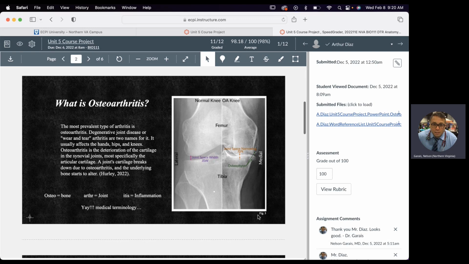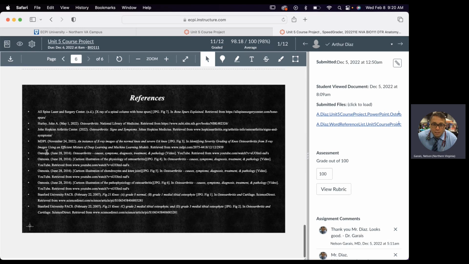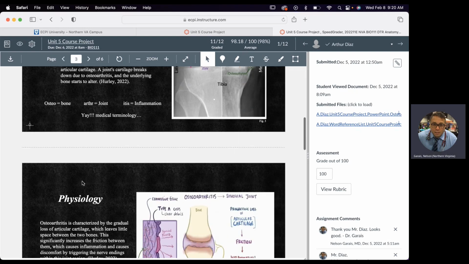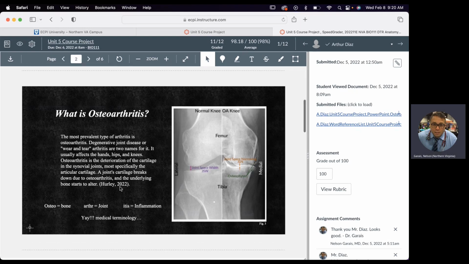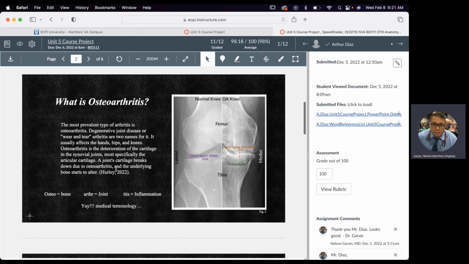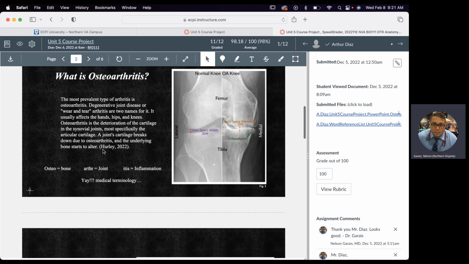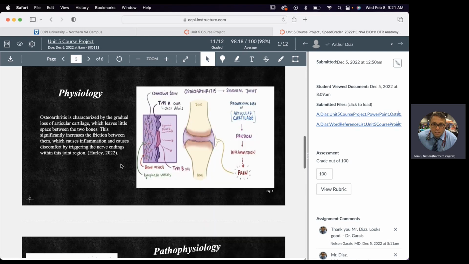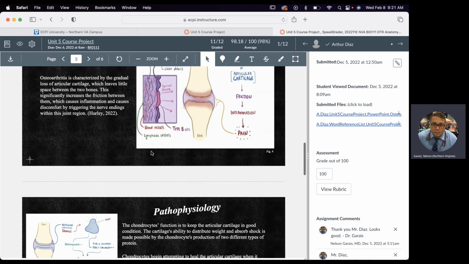And see this right here? This is in-text citation. He got it from Hurley. So if I look at the list in alphabetical order, here, Hurley, John A. That's what in-text citation is. You put something in there that says, oh, I got it from somebody. And he quoted things, and he paraphrased from this Hurley. And then he broke down the medical terminology. Again, he did the same thing with the physiology.